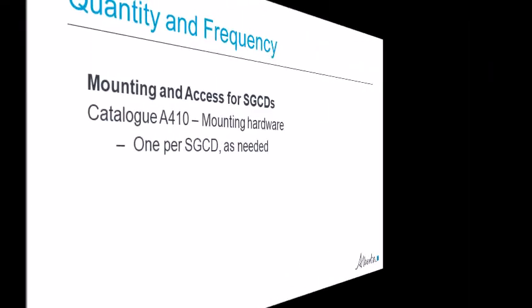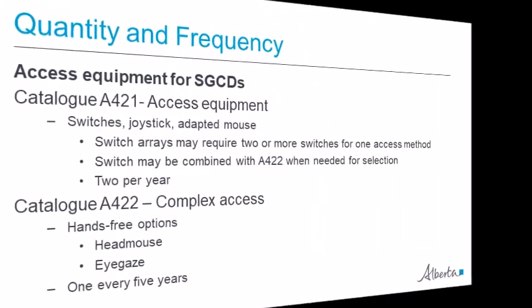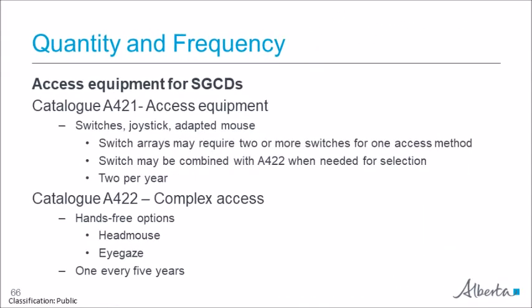For catalog number A410, mounting hardware, a client is eligible for one mounting system only. This can cover mounting for the device itself and a separate mounting system for access equipment if needed. Standard mounting hardware can be authorized by Level 2 service centers, which have designated occupational therapists assigned for this purpose. Complex mounting systems can be authorized by occupational therapists in Level 3 service centers. All access equipment is restricted to Level 3 service centers.